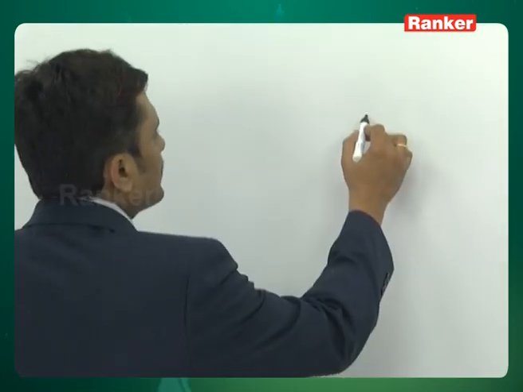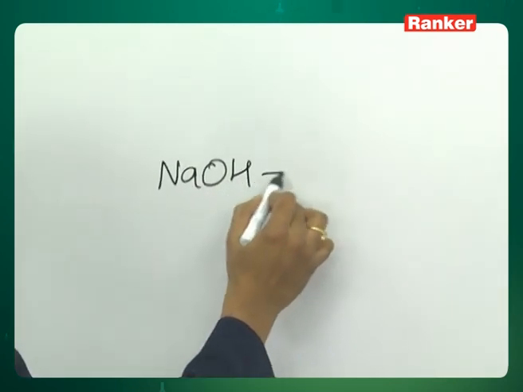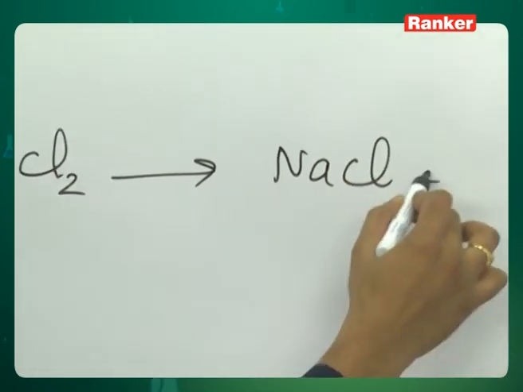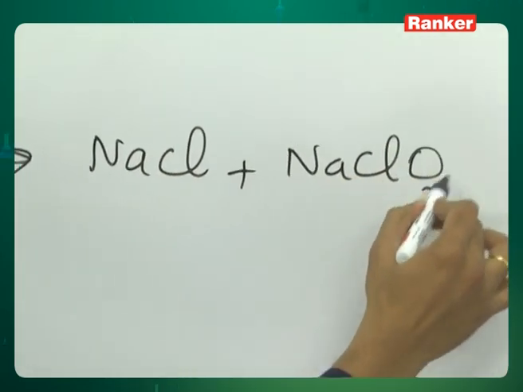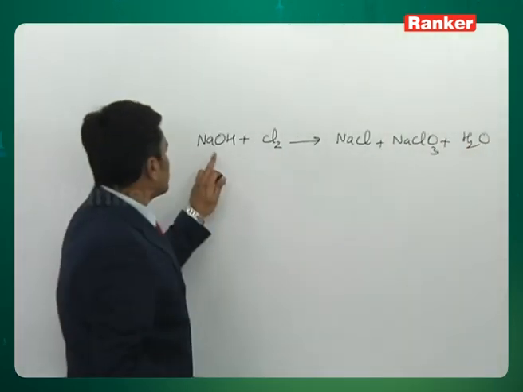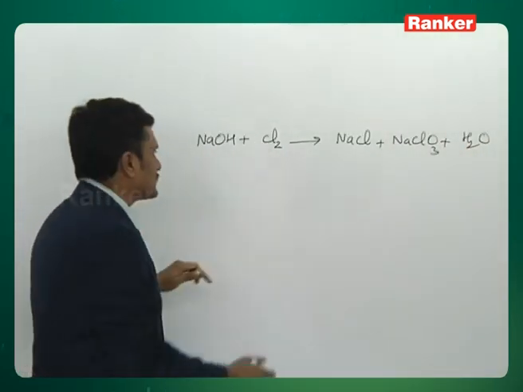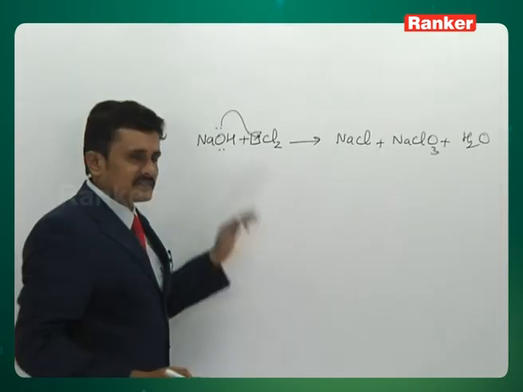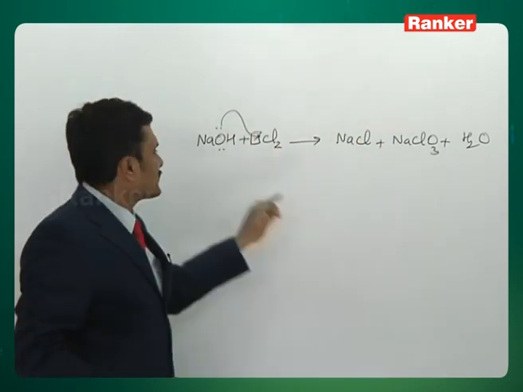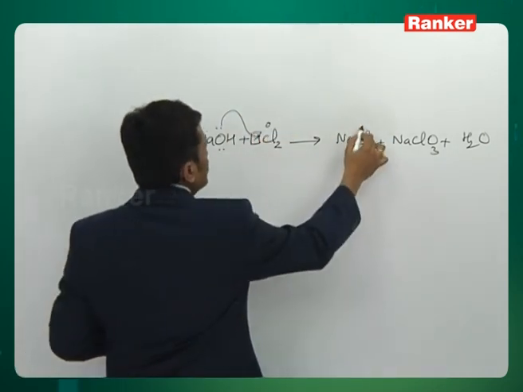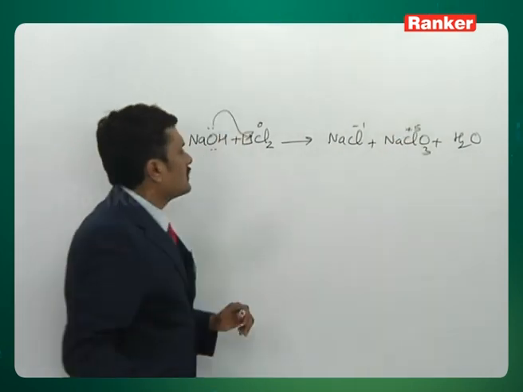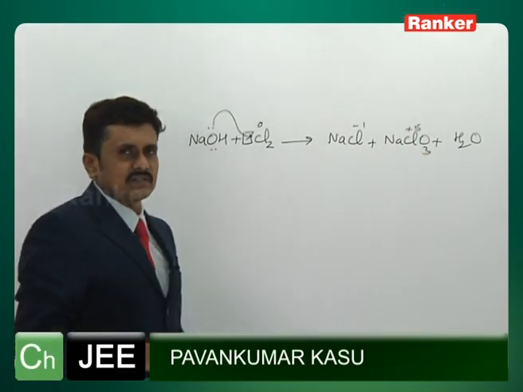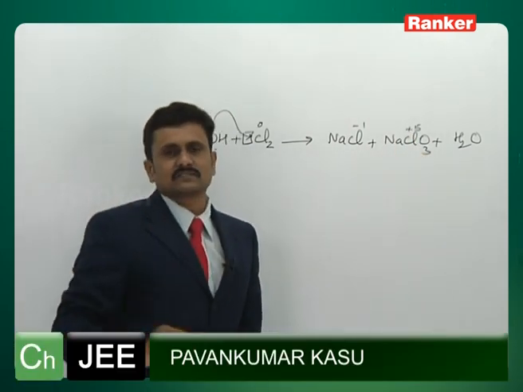You can see here that NaOH, caustic soda, is reacting with chlorine gas to give you NaCl, NaClO3 and water. You know that this is a base and this is an acid, my dear students. Please notice that this is an acid base reaction but not redox. It's a disproportionation reaction where you can see the oxidation states of chlorine are changing to -1 and +5. That is, the same element is undergoing both reduction as well as oxidation. So it's an acid base reaction as well as a redox reaction.